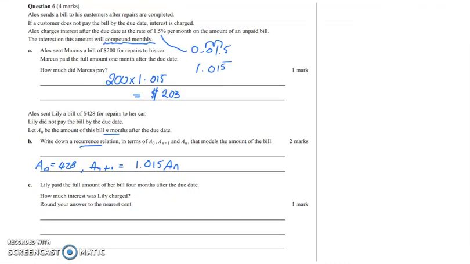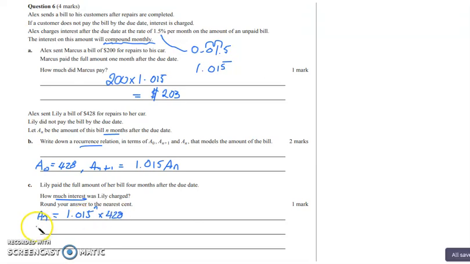And the last part: Lily paid the full amount of her bill 4 months after the due date. How much interest was Lily charged? There are 2 ways you can do this. You can take your recurrence relationship and build a rule from it, which in this case would be A_N equals 1.015 to the power of N times your starting amount of 428.